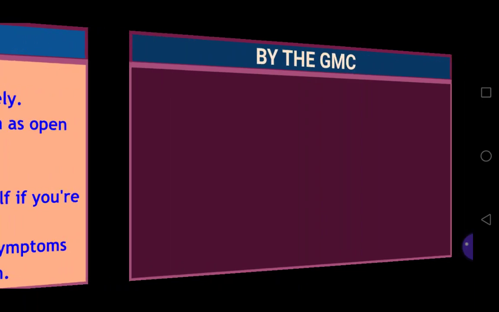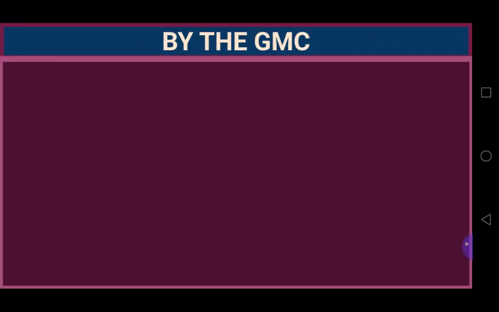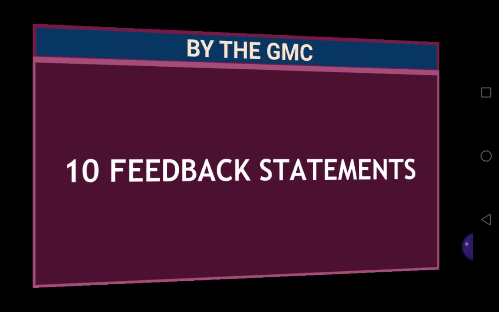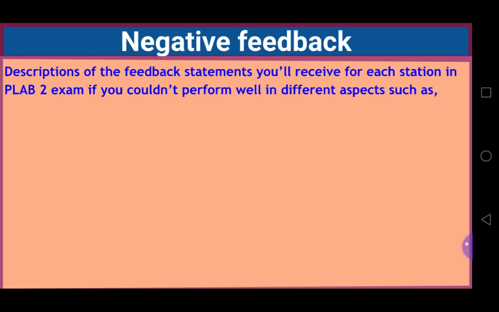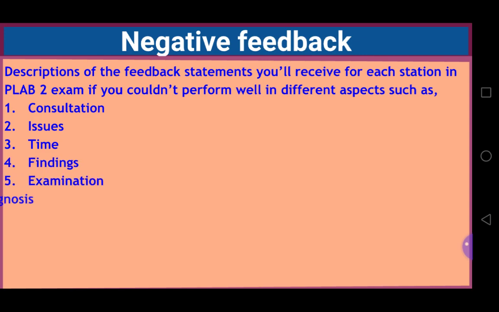After describing these main points, I want to share with you a very, very important thing, which is the 10 feedback statements by the GMC, which the GMC examiner gives in descriptions of feedback statements, and you will receive for each station in your PLAB 2 exam results. And I am going to describe negative feedback which you might get if you couldn't perform well in different aspects of your PLAB 2 exam stations, such as consultation, issues, time management, findings, examination, diagnosis, management, rapport building, listening, and language.